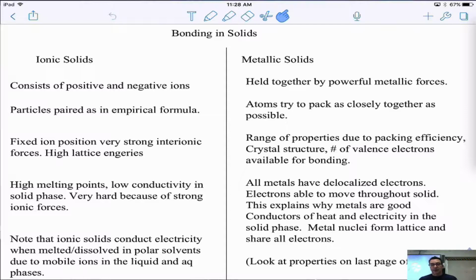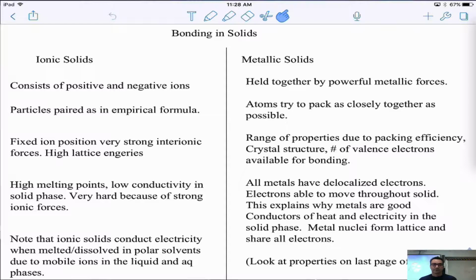Also notice that ionic solids will conduct electricity when you dissolve them or when you melt them. The reason they conduct electricity when they're either dissolved in water or molten is that the ions that were locked up in the lattice are now mobile and free to move around.